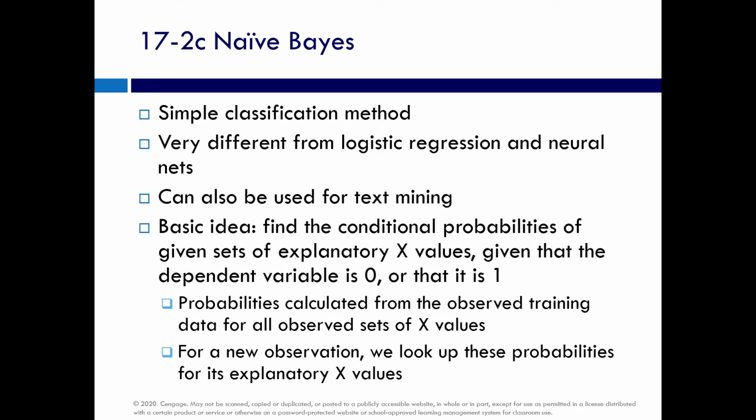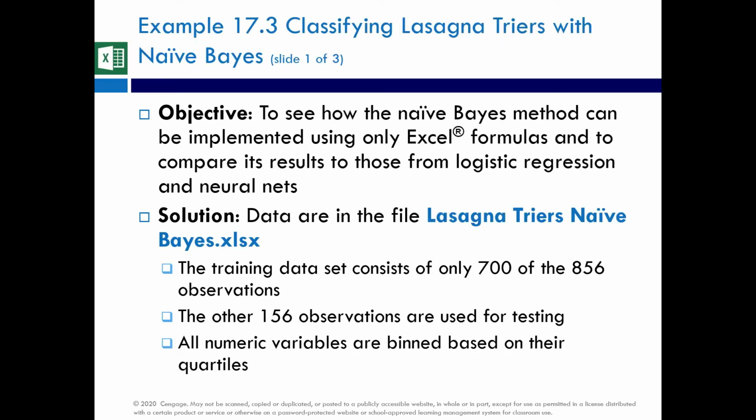Naive Bayes, a simple classification method, is very different from logistic regression and neural networks and can be used for text mining. Basic idea: find the conditional probability of a given set of explanatory x values, given that the dependent variable is 0 or that it is 1. Probabilities are calculated from the observed training data for all observed sets of x values. For a new observation, we look at these probabilities for its explanatory x values.